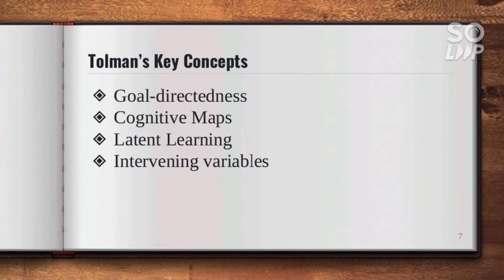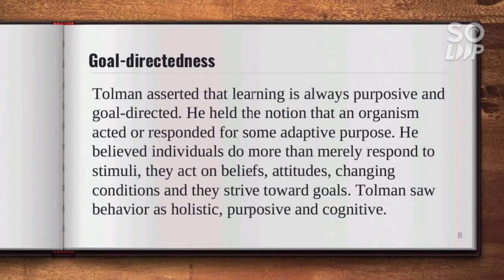So, now let us talk about the key concepts or the main ideas in Tolman's purposive behaviorism theory. The first one is learning is always purposive and goal directed. Tolman asserted that learning is always purposive and goal directed. He held the notion that an organism acted or responded for some adaptive purpose. He believed individuals do more than merely respond to stimuli. They act on beliefs, attitudes, changing conditions, and they strive toward goals. Tolman saw the behavior as holistic, purposive, and cognitive.